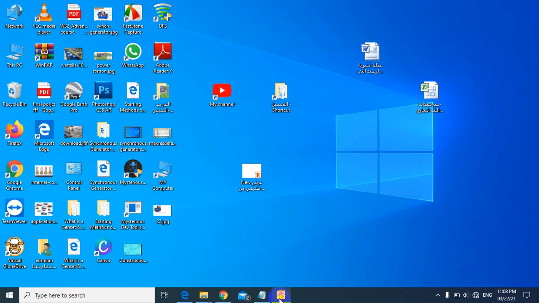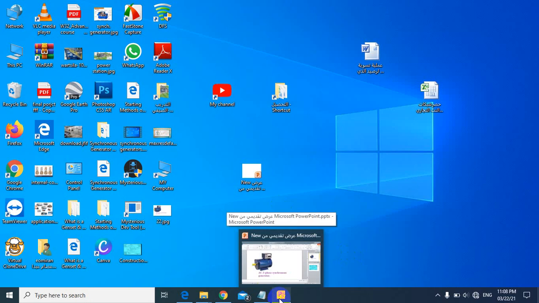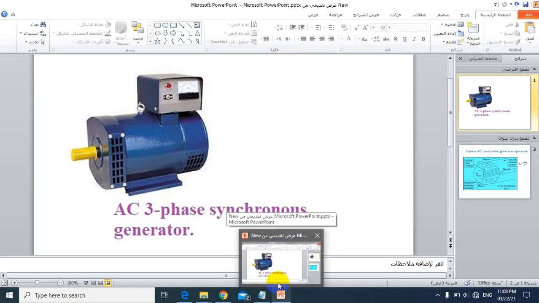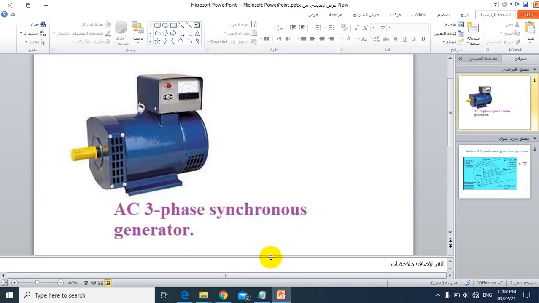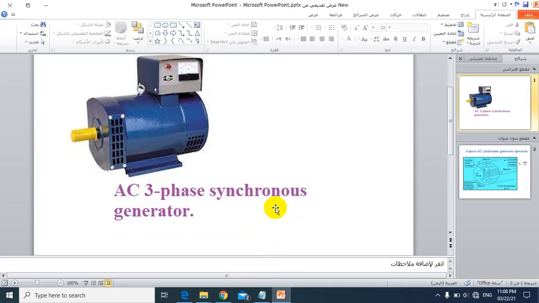In the last lesson, we talked about the AC synchronous generators and the main parts and construction of the synchronous generators. Today we are going to explain how three-phase AC synchronous generators work.